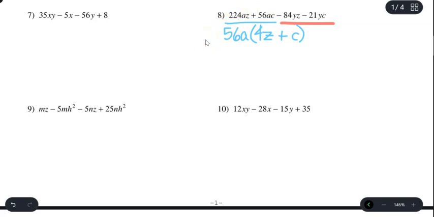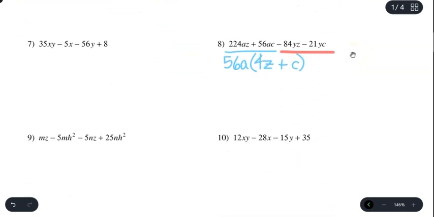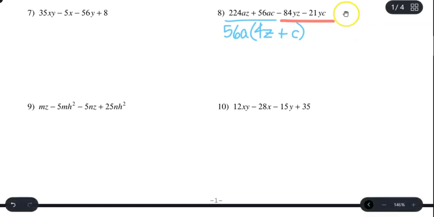So now let's go to the red. Well, I want you to pay careful attention. What am I looking for here? I want a positive plus a positive. Do y'all see that? 4Z plus C. Remember going back to our other examples, what do we notice about our terms? They match. 4A minus 3, 4A minus 3. 2p plus 5, 2p plus 5. They match. Well, in order for these guys to match, I have to have a positive plus a positive.